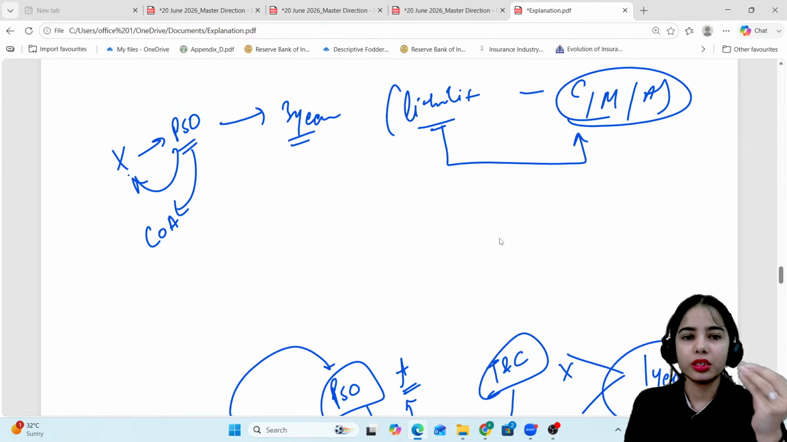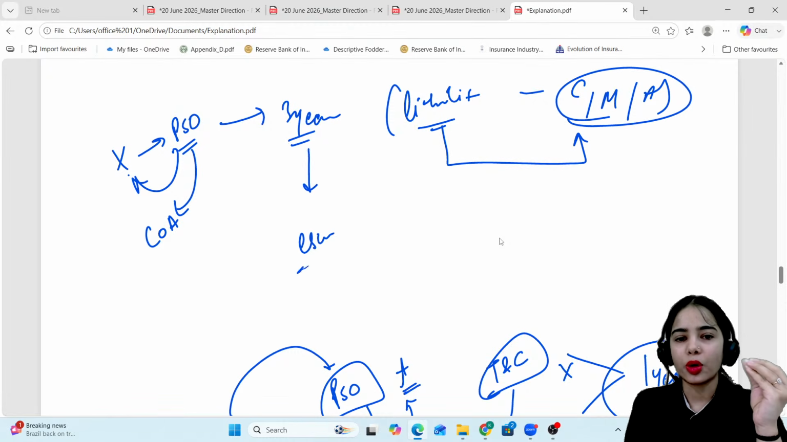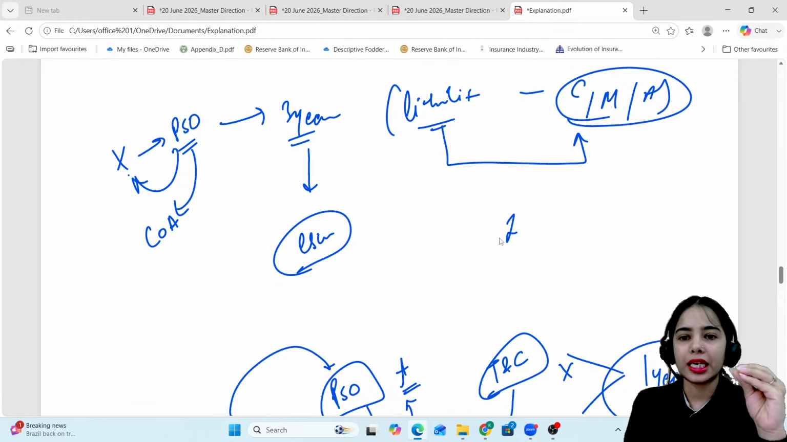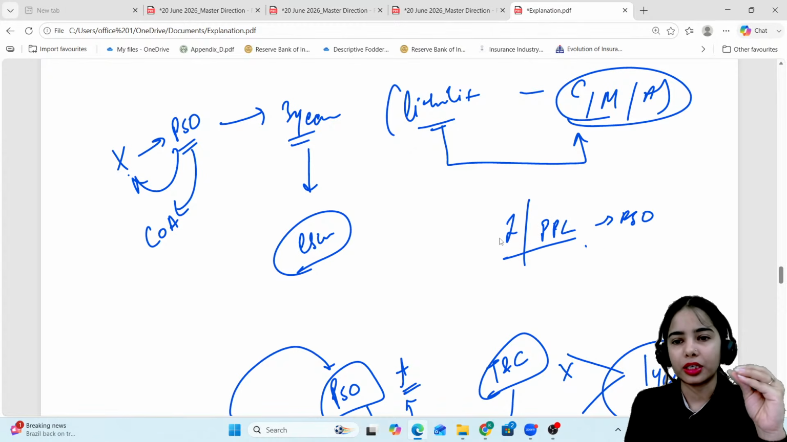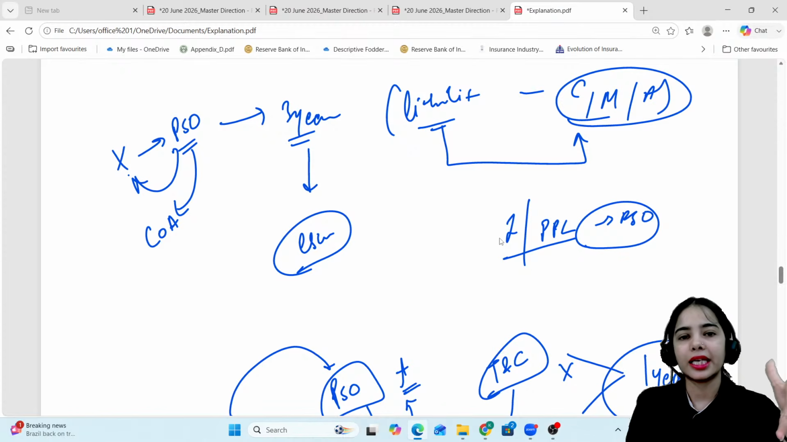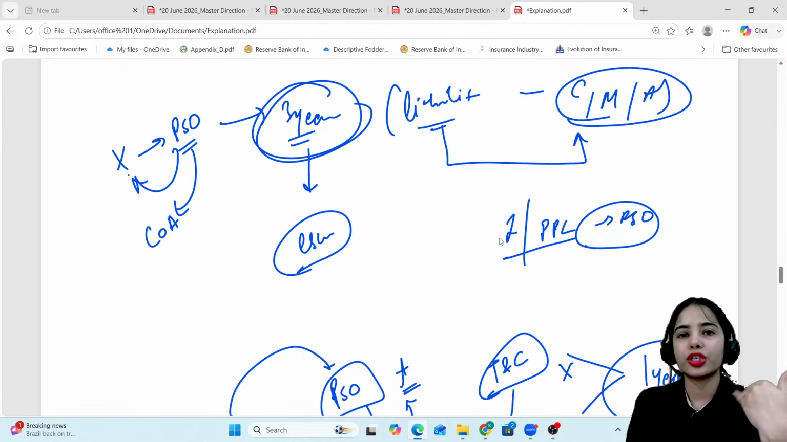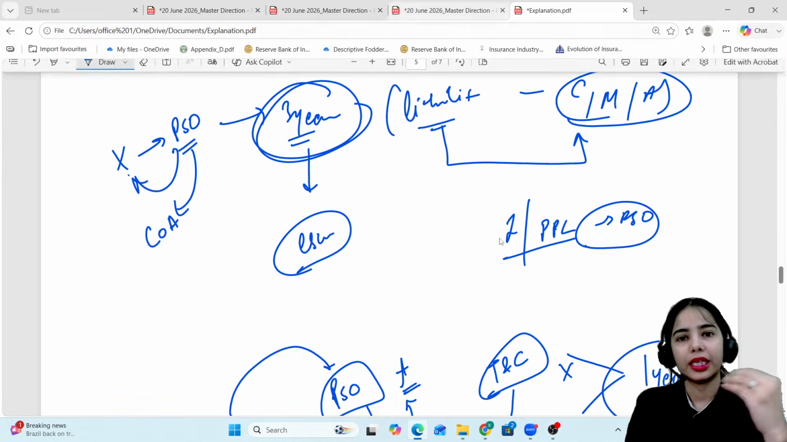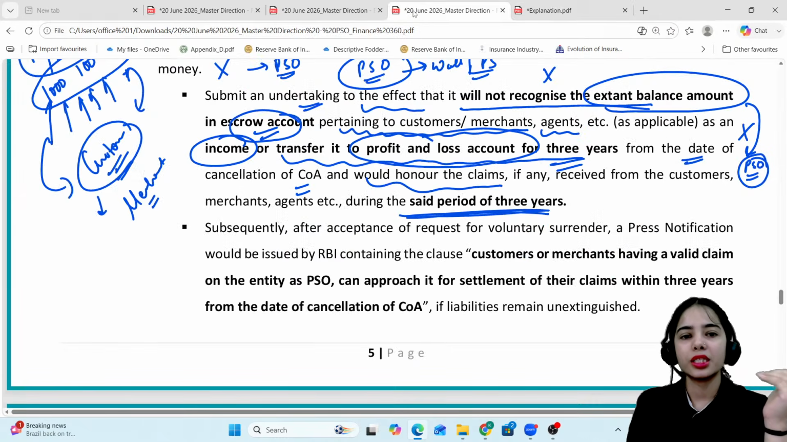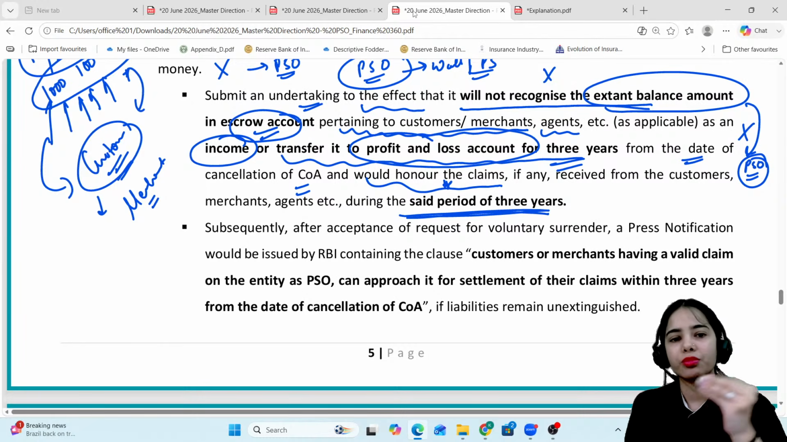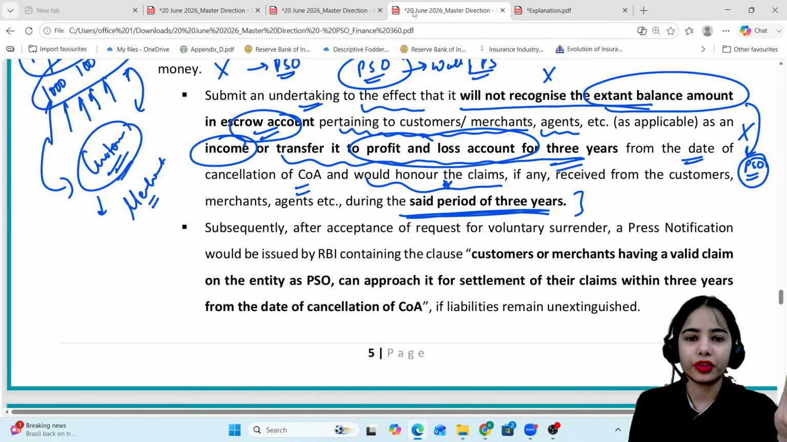So for 3 years, this money will be kept in the escrow account, that is the third party account. This money will not be treated as income or transferred to the profit and loss of the payment system operator. So for the 3 years, this is the timeline provided for the customers, merchants or agents to claim back their money. That is the idea. And the payment system operator has to honor the claims of the merchants, customers, or agents during the set period of 3 years.